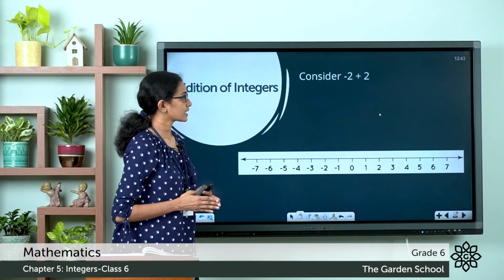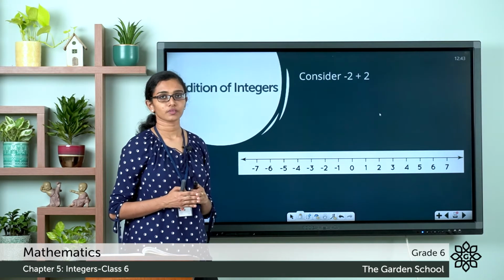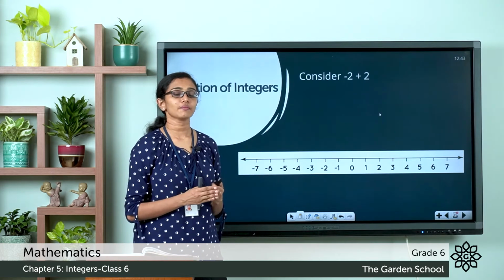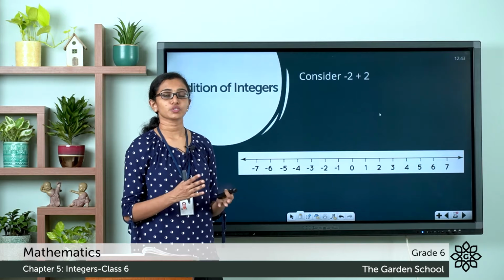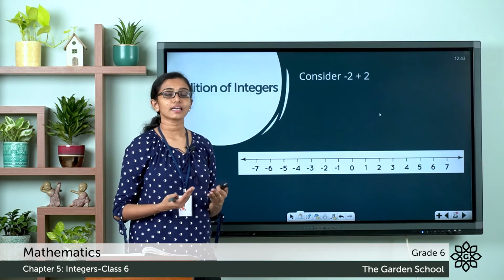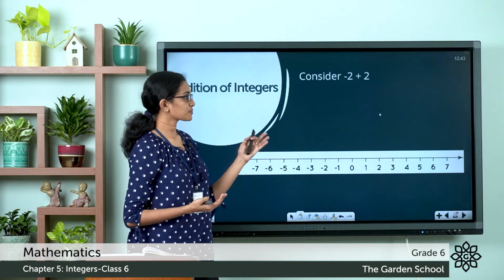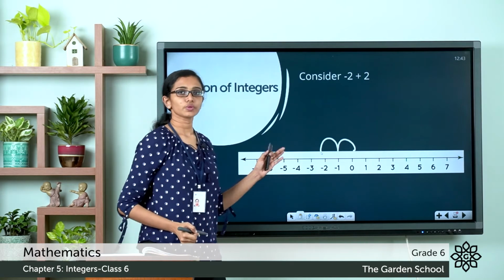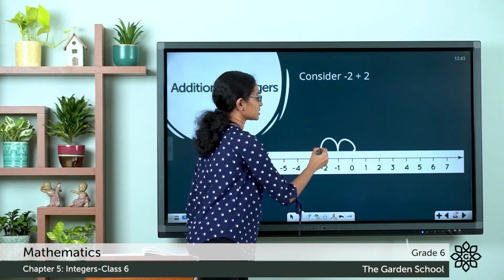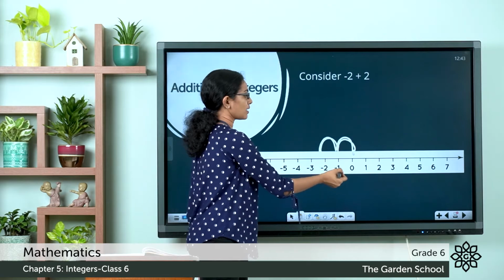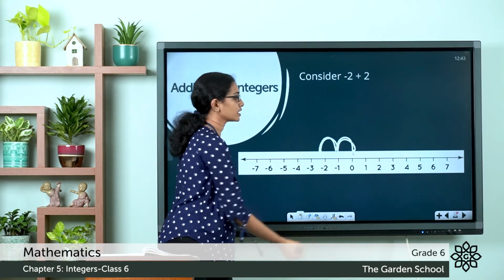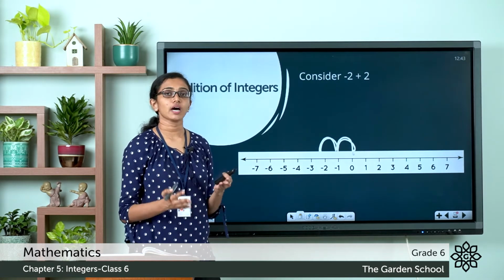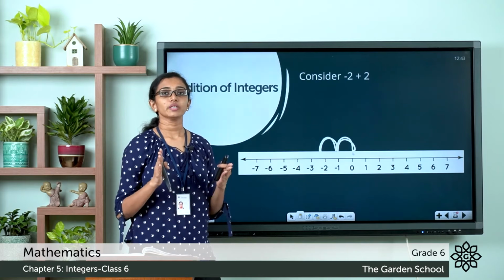Now look at this example, minus 2 plus 2. So minus 2 is the opposite of plus 2. So what happens when you add two integers which are opposites? Let's first see that addition using the number line. So if it is minus 2 plus 2, first you need to reach the point minus 2. So from 0 you need to take 2 steps to the right, that is 1, 2. So when you add minus 2 and plus 2, where do you reach? You would reach the point 0. So that means when you add two integers which are opposites of each other, the sum would be 0.